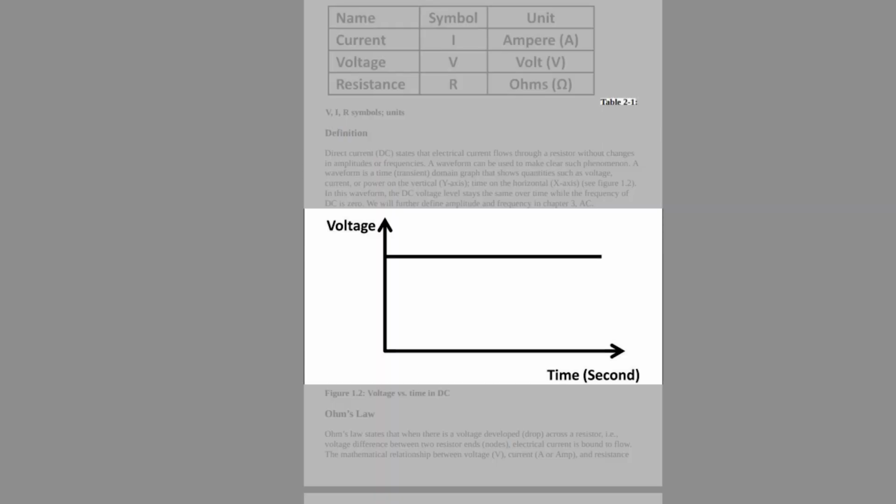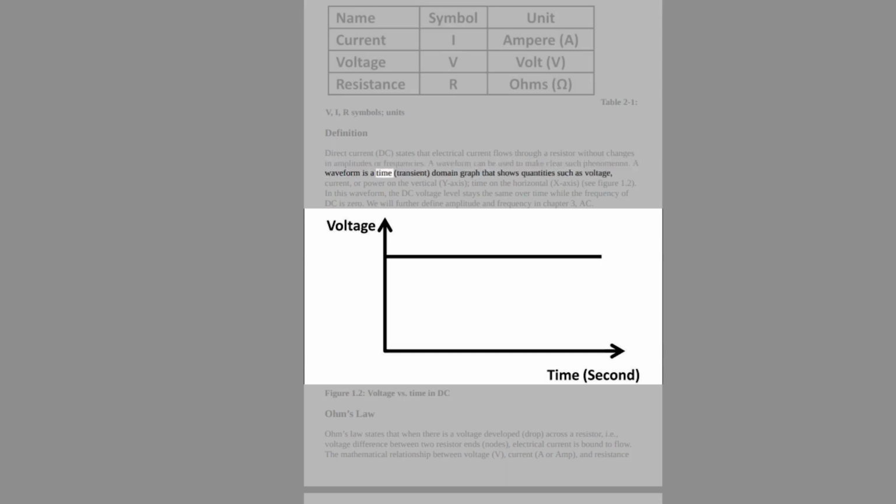Table 2, 1: V, I are symbols, units. Definition. Direct current, DC, states that electrical current flows through a resistor without changes in amplitudes or frequencies. A waveform can be used to make clear such phenomenon.